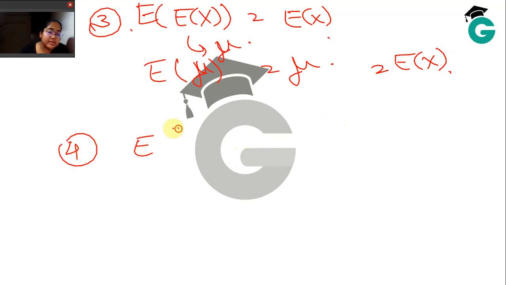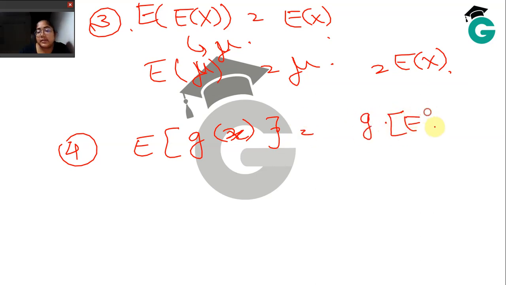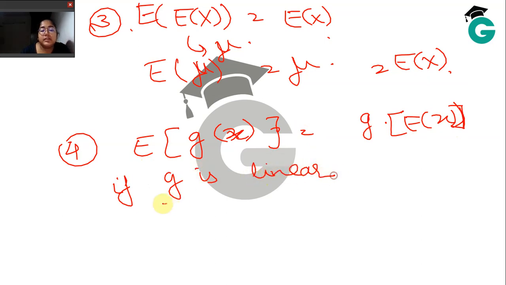The next one is that the expectation of g of x is equal to g of the expectation of x, if g is linear. This condition is very important. Please don't remember this formula without this condition, because only when the function itself is linear will this hold true.